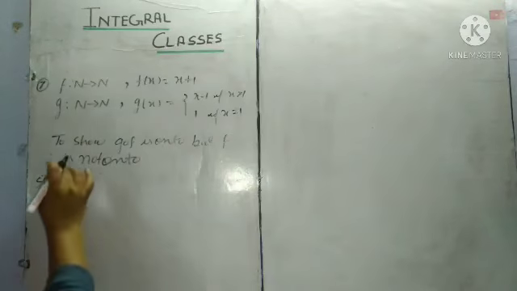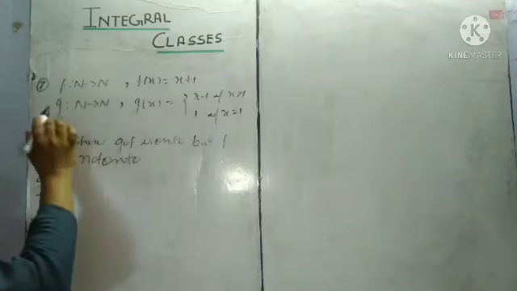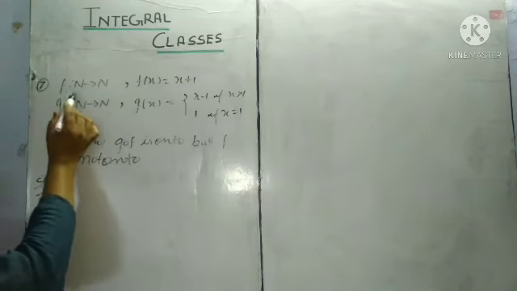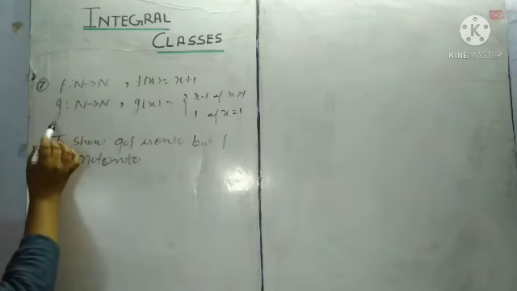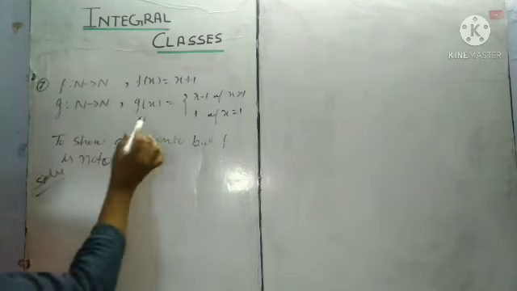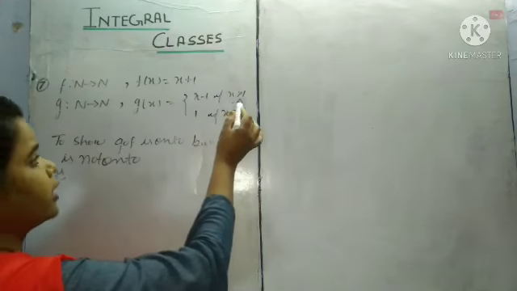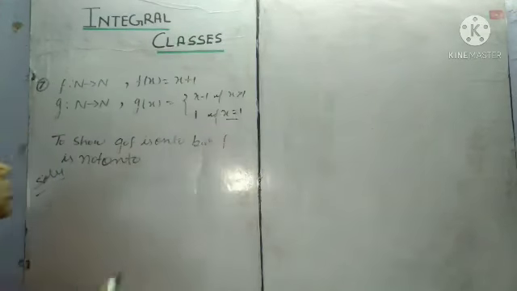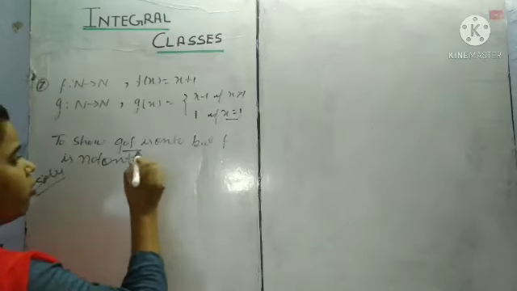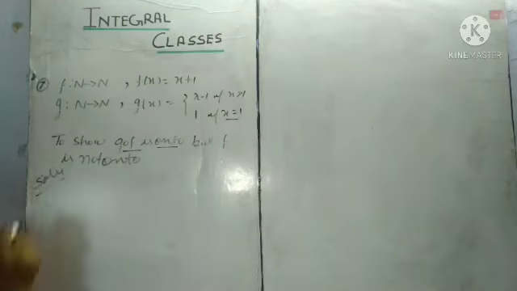Question number 7. Now in question number 7 we are given f is a function x plus 1, f is defined N to N and g is also defined N to N. And g(x) is given x minus 1 where x is greater than 1, and 1 if x is equal to 1. Now we will show here g o f is onto but f is not onto.